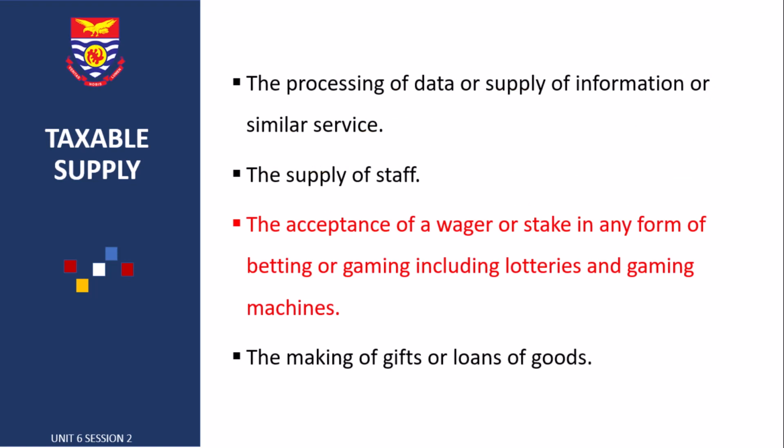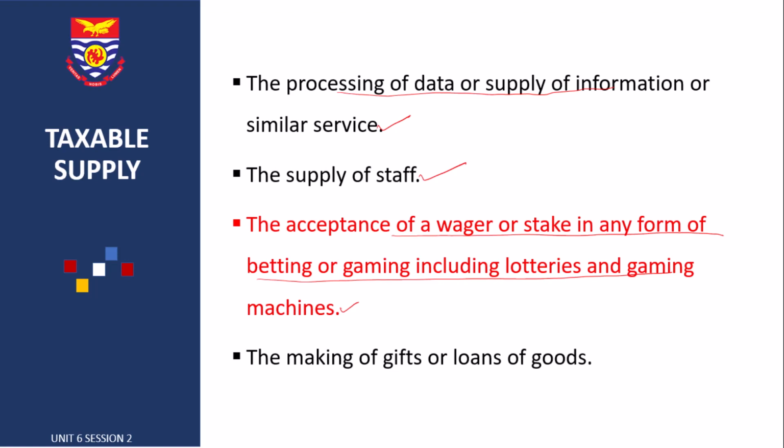It includes the processing of data or supply of information or similar service, the supply of staff, the acceptance of a wager or stake in any form of betting and gaming, including lotteries and gaming machines. Here, the Act has been amended. So the Value Added Tax Amendment number 2, Act 2022, Act 1087, removes betting, gaming, and other games of chance out of the scope of VAT.